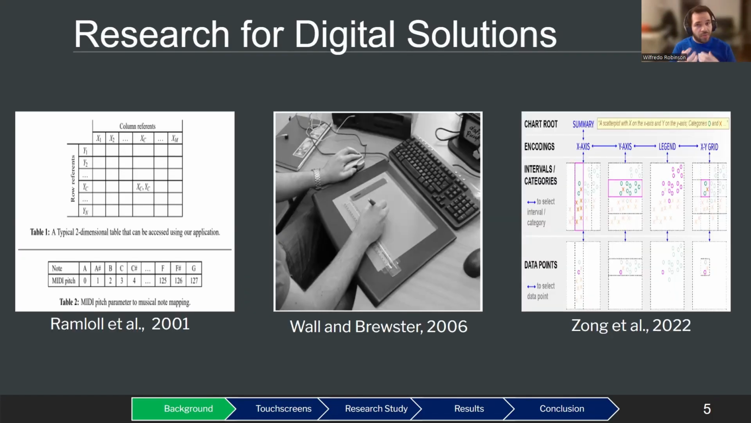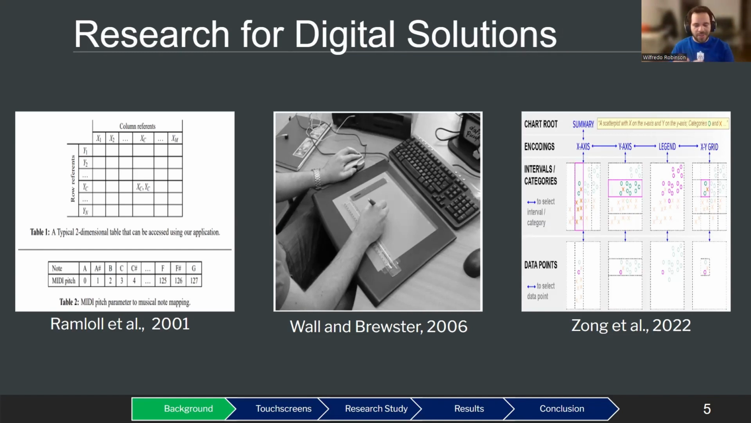So, what other research teams are trying to do to enrich this digital experience is, for example, Ramlo and colleagues focused on large 2D tabular data. They are trying to add sonification to the exploration of this tabular data. Wall and Brewster show a graph on the desktop, but then instead of exploring it with the keyboard, you explore it with a special tactile mouse and a tactile tablet with a stylus.